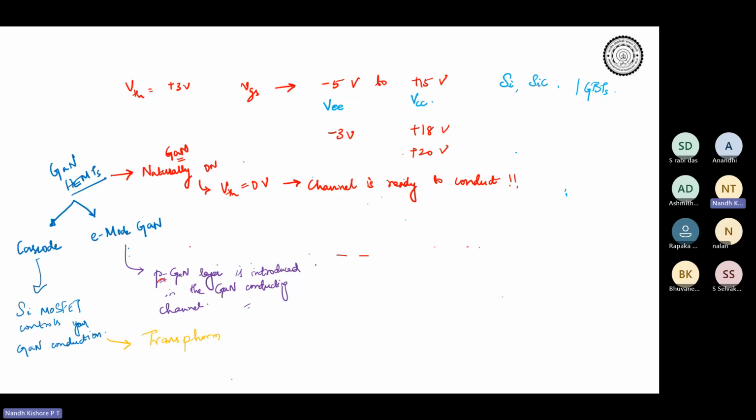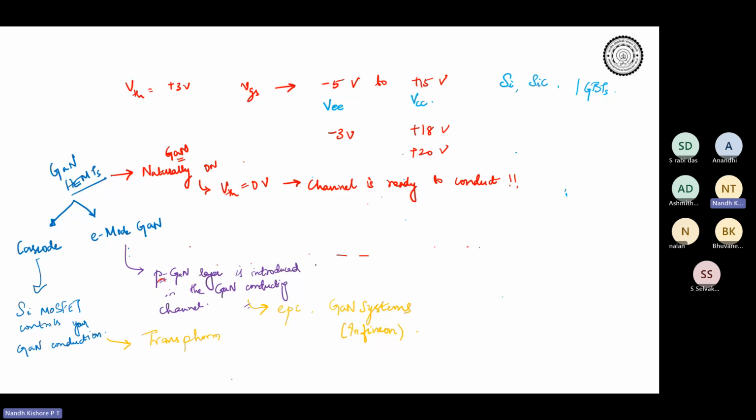Okay, and this E-mode GaN is being manufactured by a company called EPC and a company called GaN Systems. Now it has been bought by Infineon. So these are just some names of companies, and based on their recommendations, coming back to the question, the gate source voltage changes.